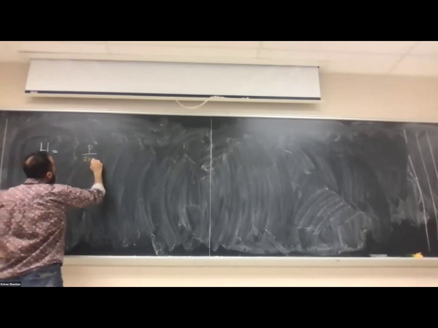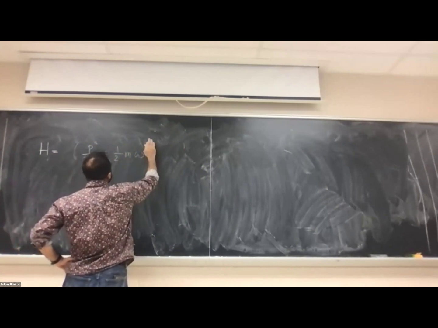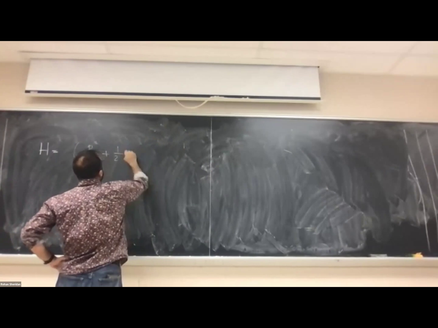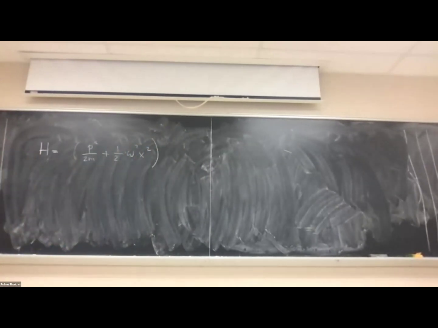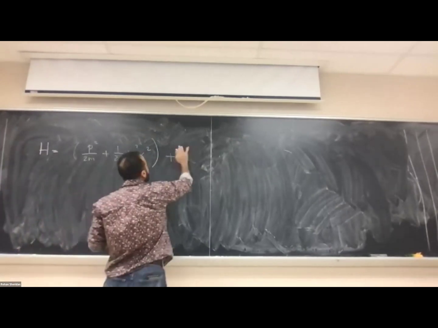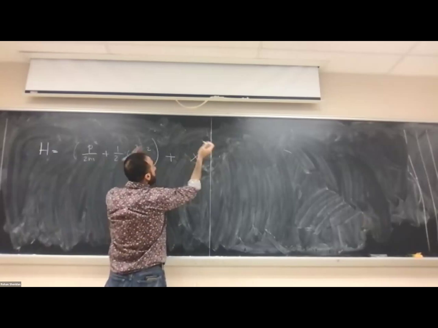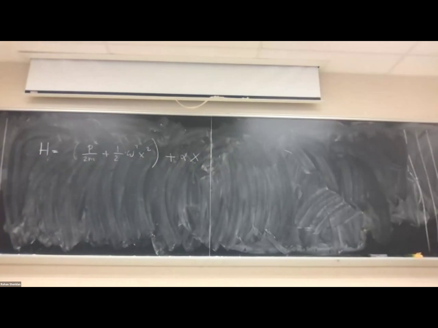p squared over 2m plus, correct me if I'm wrong, how did you write this? Did we write it as a half omega squared x squared, right? That's how we wrote it. Let me just say it in the most general case. If you add to this a term that is linear in x, which is the case of that problem, you could try to solve this Schrodinger equation again from scratch. Or you could play a trick.